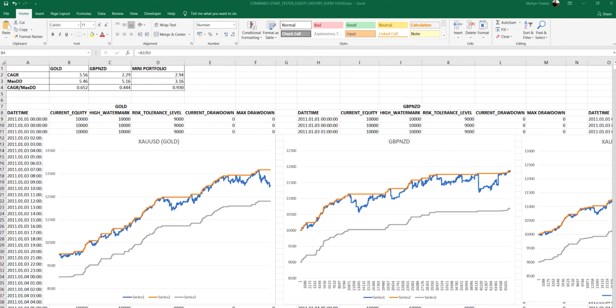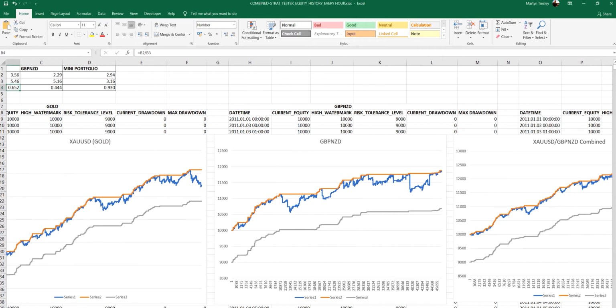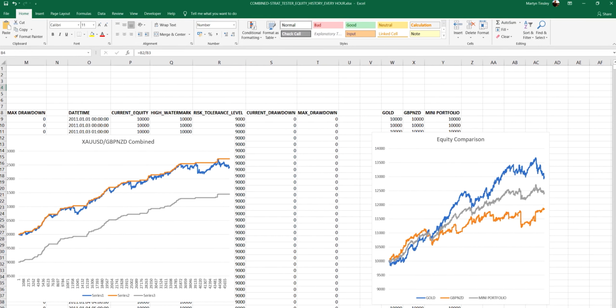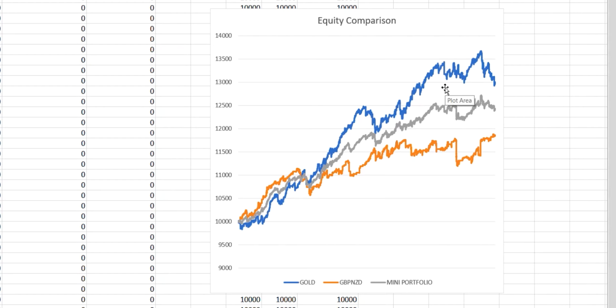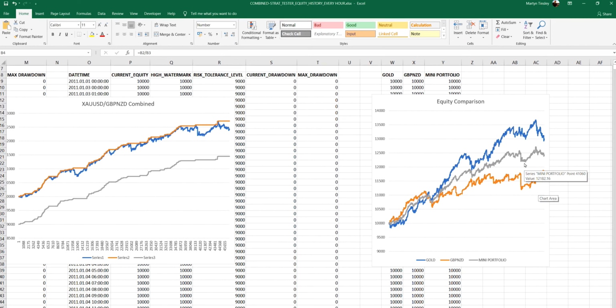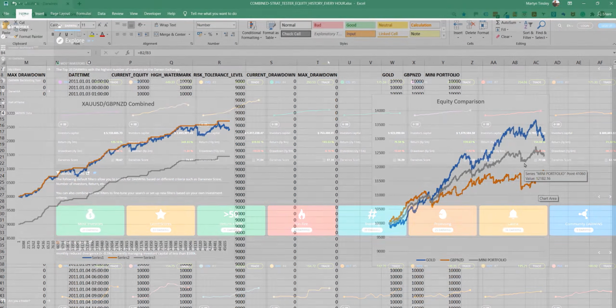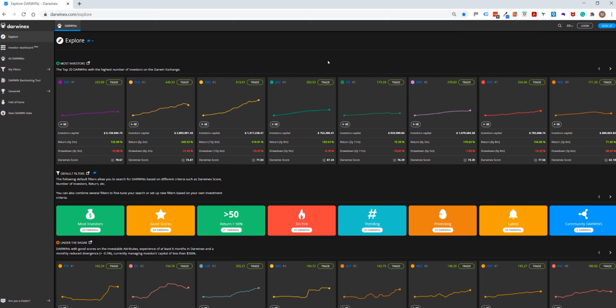And what we can also do is to look at the individual equity curves side by side, as you can see here. So the blue equity curve is trading gold on its own. The orange equity curve is trading pound Kiwi on its own. And the grey line in the middle is the mini portfolio of both in the same account. So I thought it would be a good idea now to look at diversification in action.